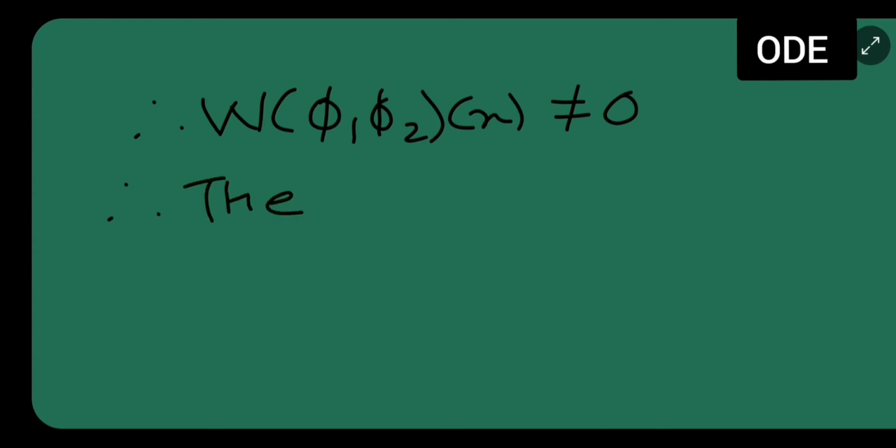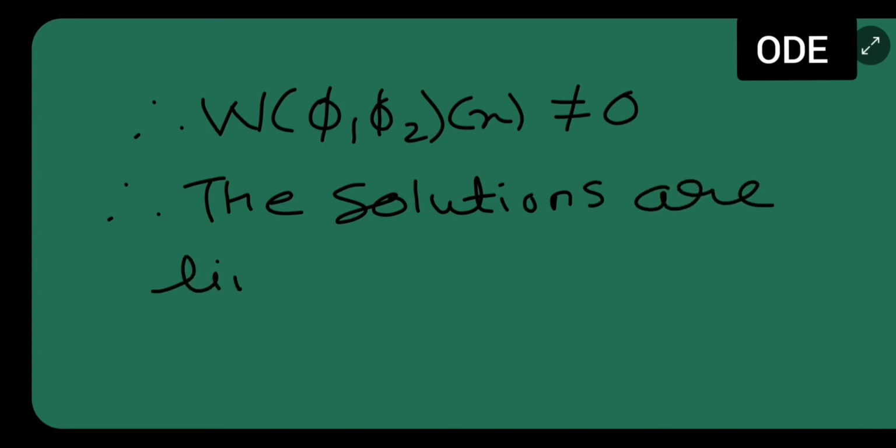Now the Wronskian of phi1, phi2 of x is not equal to 0. Therefore you can say that the solutions are linearly independent.